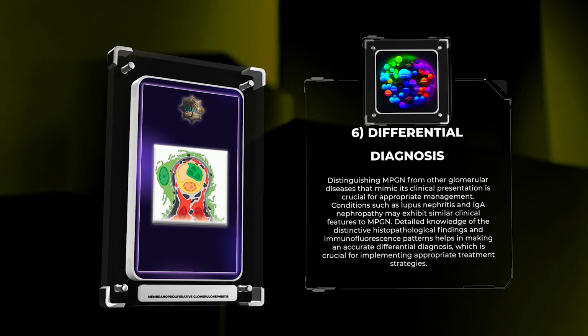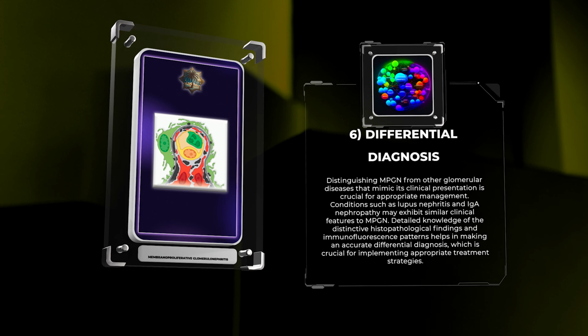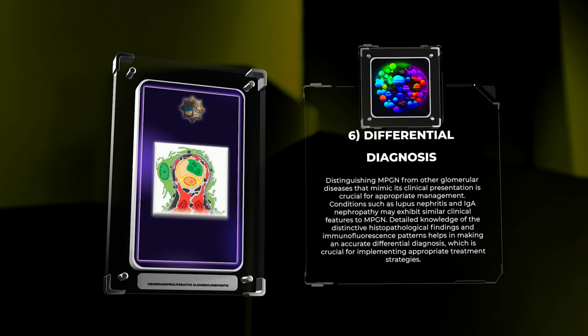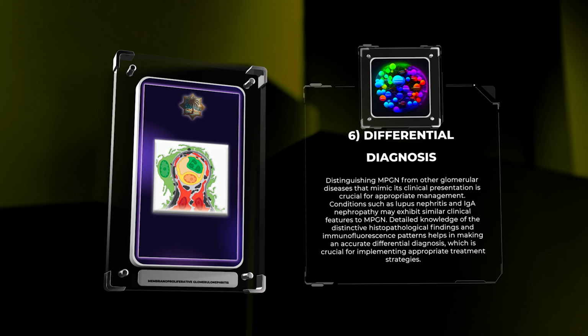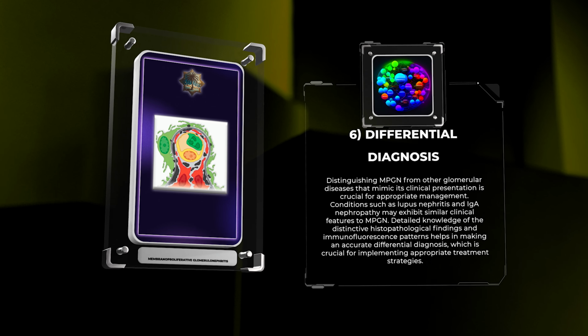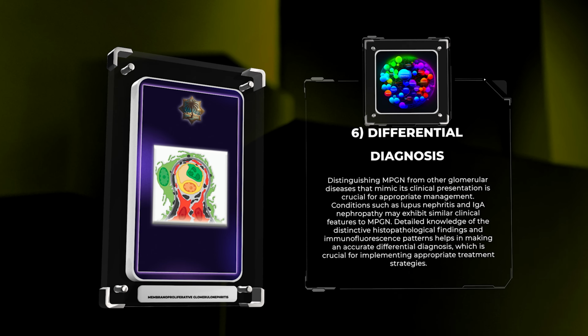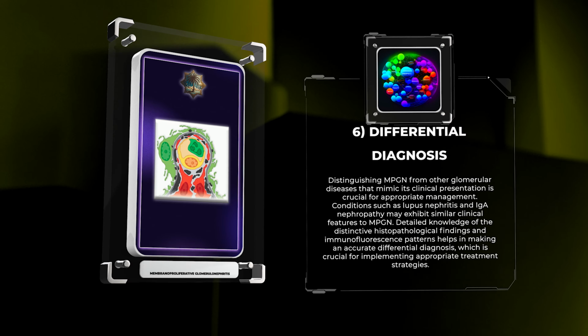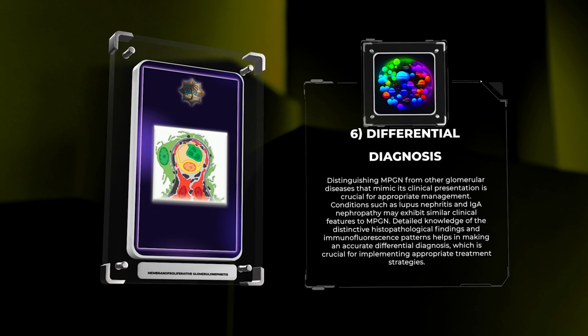Distinguishing MPGN from other glomerular diseases that mimic its clinical presentation is crucial for appropriate management. Conditions such as lupus nephritis and IgA nephropathy may exhibit similar clinical features to MPGN. Detailed knowledge of the distinctive histopathological findings and immunofluorescence patterns helps in making an accurate differential diagnosis, which is crucial for implementing appropriate treatment strategies.